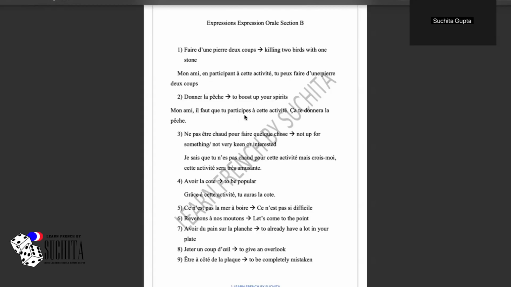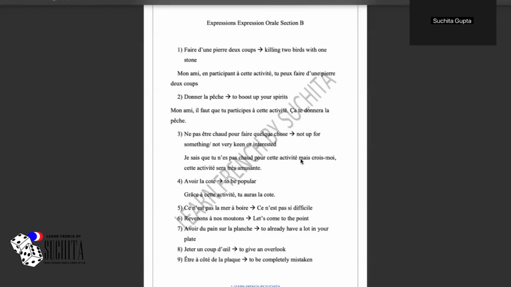Donner la pêche, to boost up your spirits. Mon ami, il faut que tu participes à cette activité. Ça te donnera la pêche. It will boost up your spirits. Let's say the examiner said that I'm not really keen, I'm not really interested in trying this. So you can say, je sais que tu n'es pas chaud pour cette activité. Ne pas être chaud pour faire quelque chose means not being very keen or interested.